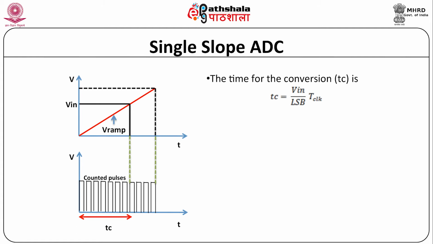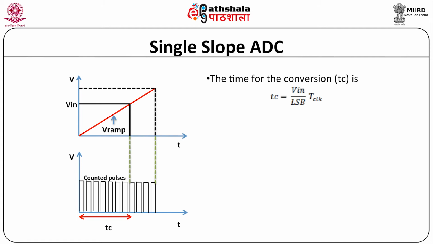A graph of voltage against time is shown here. The ramp generator produces increasing ramp voltage with reference to time. The time the ramp generator takes to reach the value V in is indirectly indicated by counting each LSB per clock period. For the worst case, when V in is equal to V ramp, it is necessary to wait for 2 raised to n clock periods for complete conversion.